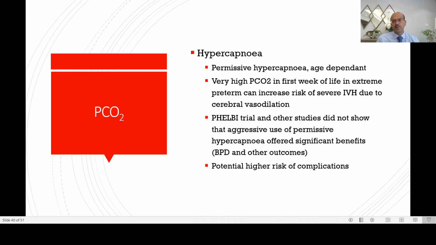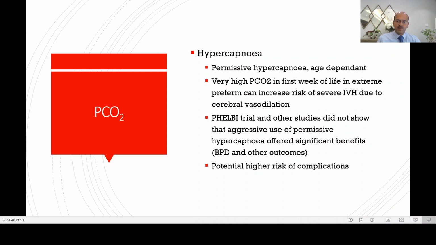A very high PCO2 in the first week of life in an extreme preterm can increase risk of IVH because it causes cerebral vasodilation. This is in a baby where the autoregulation is not as well controlled, so we should be careful, especially if there is asphyxia. Hypercapnia is not encouraged because the autoregulation is going to be bad in these babies.